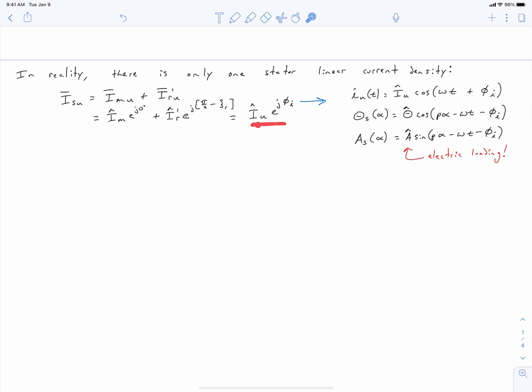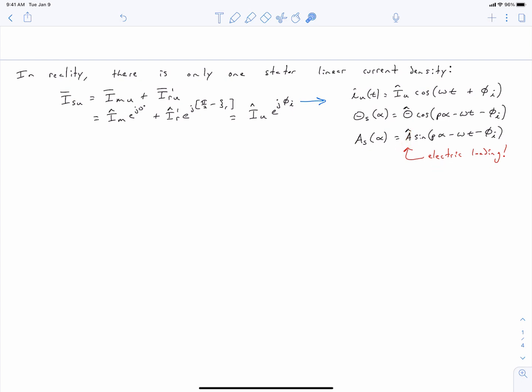And so we can talk about this giving us a final phase u current of I u hat e to the j phi I, where phi I is the angle that results when you sum up these two components. So if you take this, you can then bring this back to the time domain and get an expression for your phase u current like this, which will produce a current linkage of this form and a linear current density of this form. And finally, the peak of this linear current density here is the electric loading of our machine.